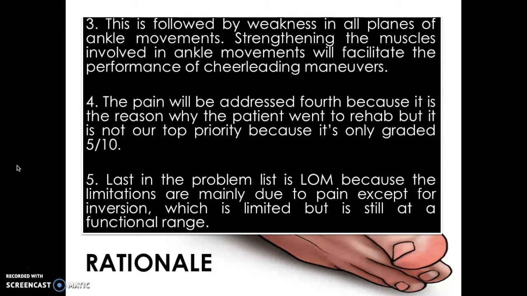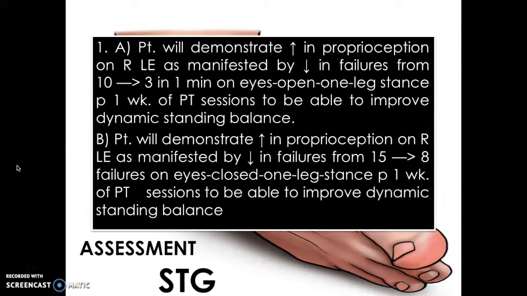And last in our problem list is LOM because most of the limitations are due to pain except for inversion, and we want to address this mainly just to prevent any gait deviations, although it is still in a functional range. So for our STG, our first is patient will demonstrate increase in proprioception on the right lower extremity as manifested by a decrease in failures from 10 to 3 in 1 minute on eyes open one leg stance after 1 week of PT sessions to be able to improve dynamic standing balance.